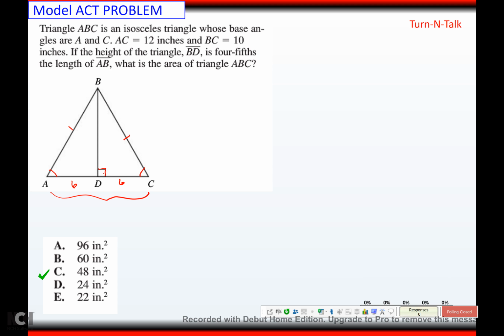Okay, and then let's see, what else does it tell me? It says BC equals 10. And it says if the height of the triangle, which is BD, is 4/5 of the length of AB, which is also 10 because it's isosceles. So BD is 4/5 of 10, which 5 goes into 10 twice. So the length of BD is 8.